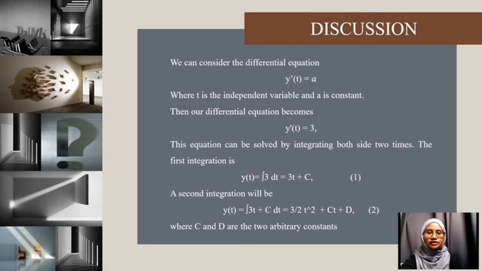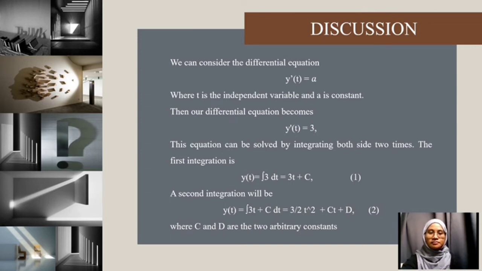I will present the discussion for our project. When we solve a second order differential equation, we get a general solution containing two arbitrary constants. Generally, the values of the two arbitrary constants are undetermined, but they can be found by using additional information provided in the statement. We can consider the differential equation y double prime of t equal to a, where t is the independent variable and a is a constant. This equation describes the motion of the vehicle with a constant acceleration a. In this case, our a is 3. Then our differential equation becomes y double prime of t equal to 3.